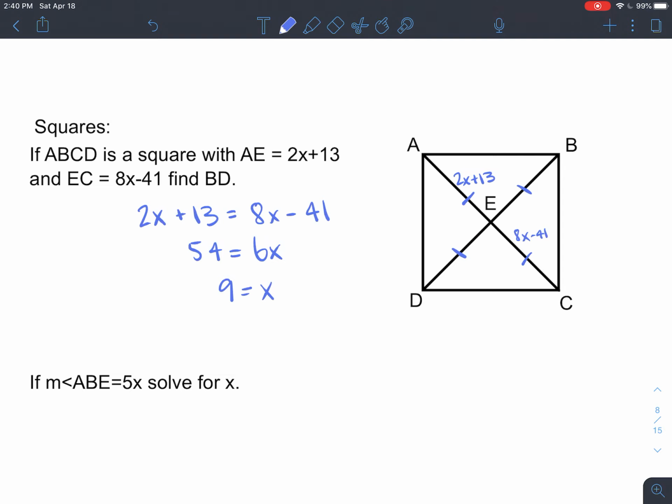And then if I go ahead and plug that in, I've got 18 plus 13, which gives me a value of 31. And that will also be consistent here and here and here. Just to double check, I'm going to do 8 times 9 is 72. Minus 41 does also give me 31. And to get BD, I'm going to add those two together. So BD is going to be equal to 62.